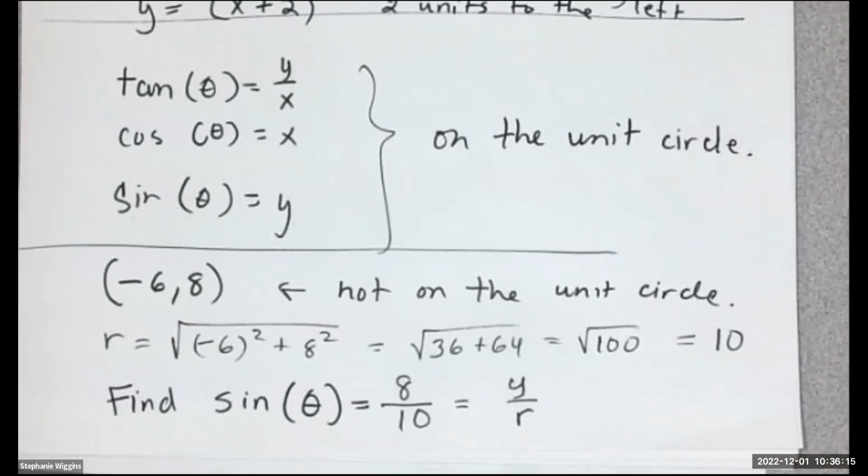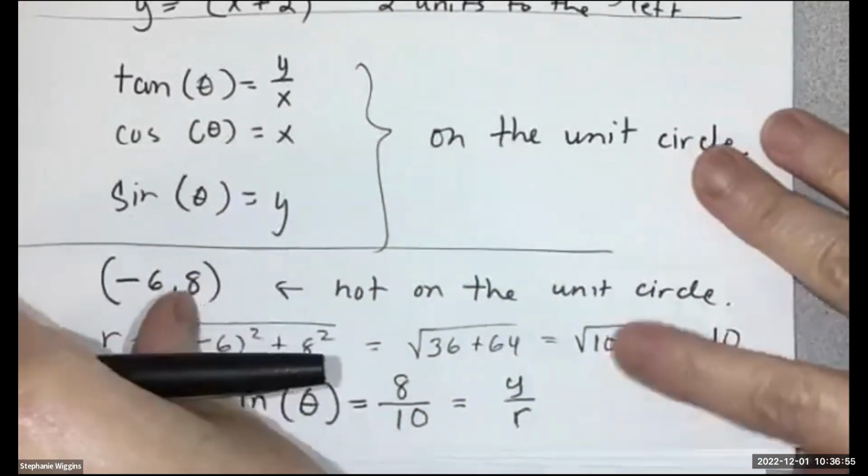So be careful when you're reading the problems, ask yourself, is this on the unit circle? If it is, r equals 1, you don't have to worry about using r to calculate your answer. But if it's not on the unit circle, don't forget to calculate your r. That's very important, because then you're going to take your opposite, which is y, divided by your hypotenuse, which is r, not 1. So a lot of times you're going to use the unit circle, but occasionally you might not use the unit circle. You might have to calculate your r.